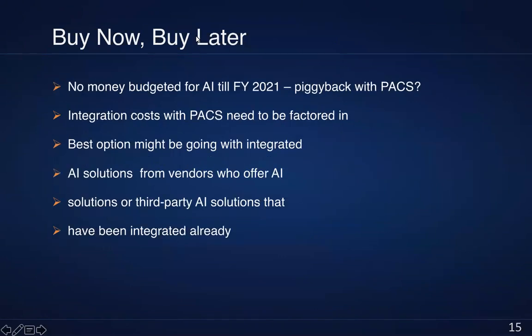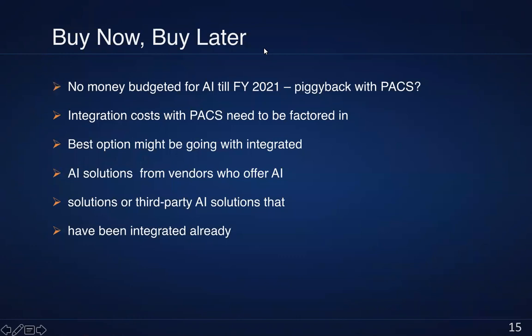And then you need to also understand that there's no money budgeted for AI typically until 2021. So you need to get creative. You need to see if you can run it off the operating budget, or if you can piggyback it with a PACS upgrade. The integration cost with the PACS needs to be factored in. Will the PACS vendor do their own interface or integration, or will you have to do it?